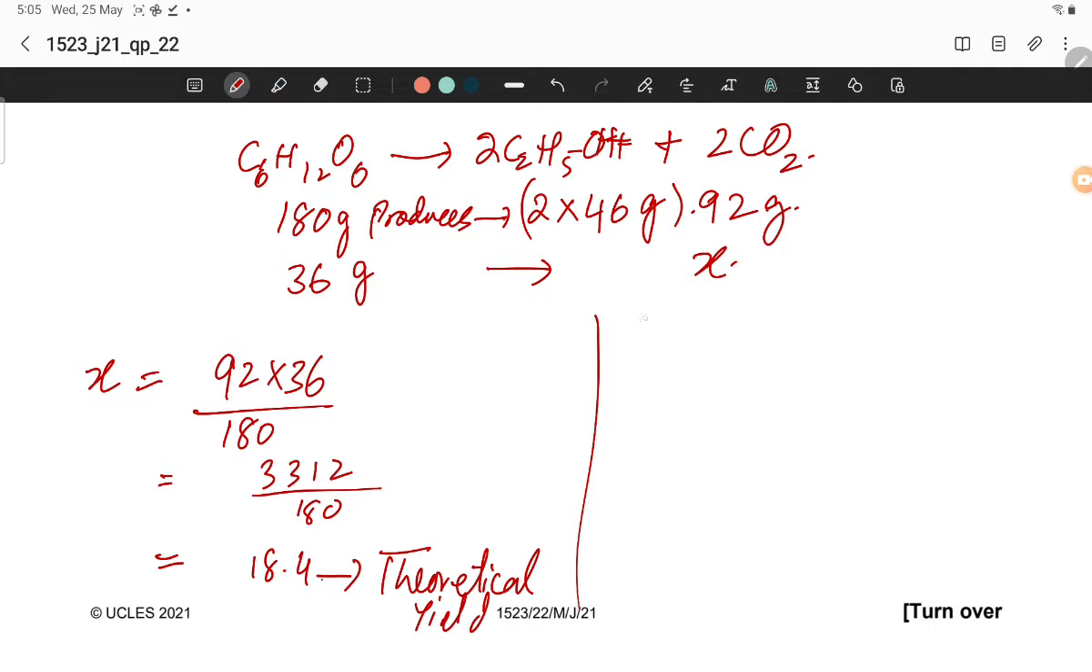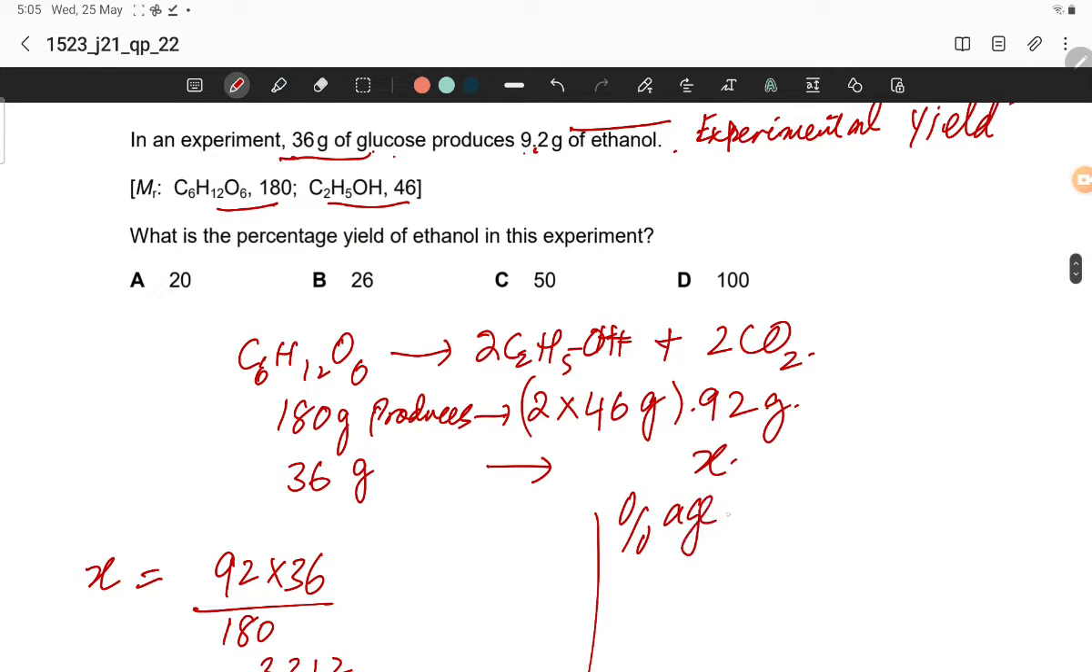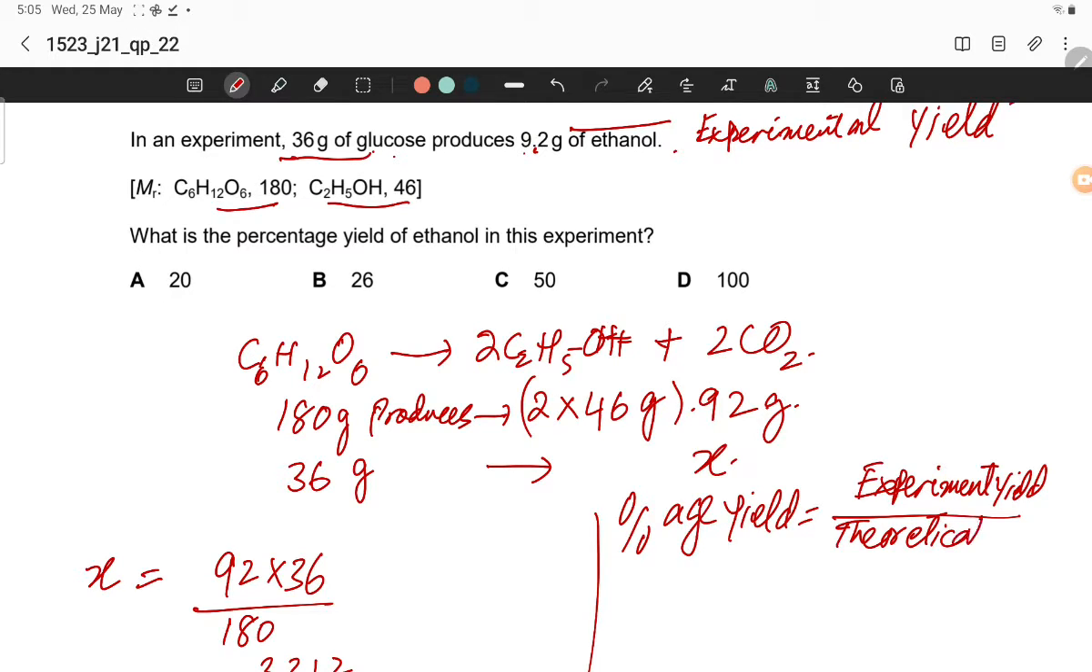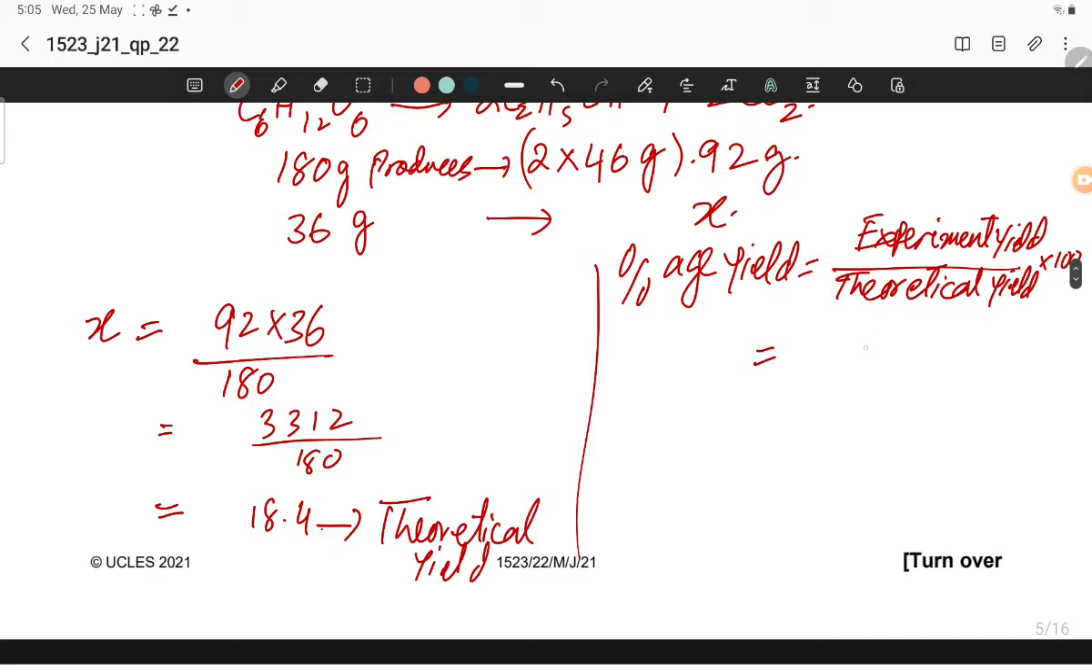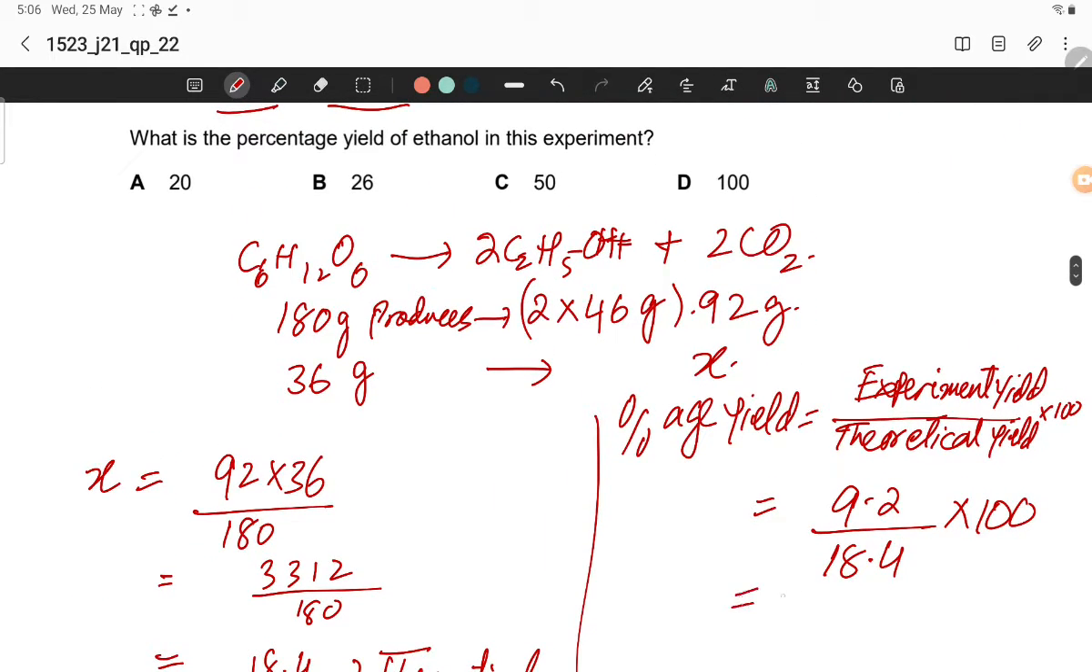What would be the percentage yield? How to calculate the percentage yield? Percentage yield is equal to experimental yield divided by theoretical yield into 100. Experimental is 9.2 divided by 18.4 into 100. 9.2 divided by 18.4 is equal to 0.5, into 100. So this is equal to 50%. So C option must be correct.